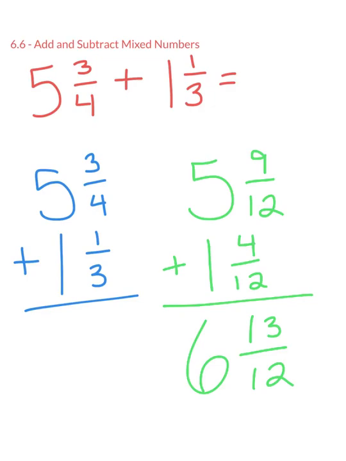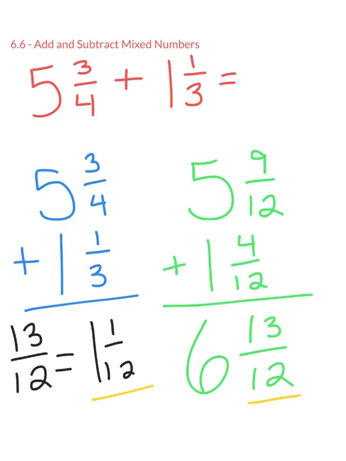Again, this is weird because 13/12 is an improper fraction. The numerator is larger than the denominator, and it's weird to have an improper fraction as part of a mixed number. So I'm going to rewrite this. I know that 13/12 is equal to 1 and 1/12. So 13/12 is equal to 1 and 1/12.